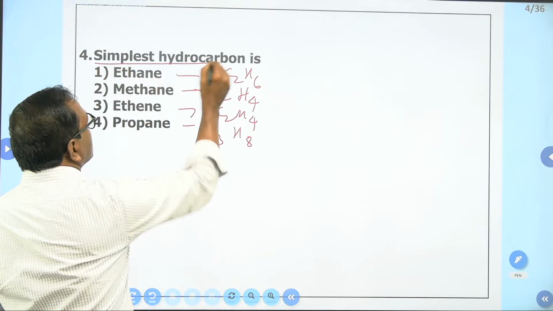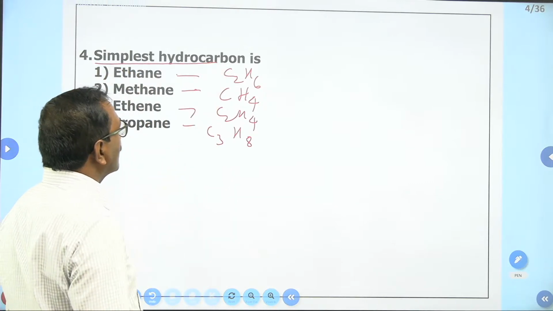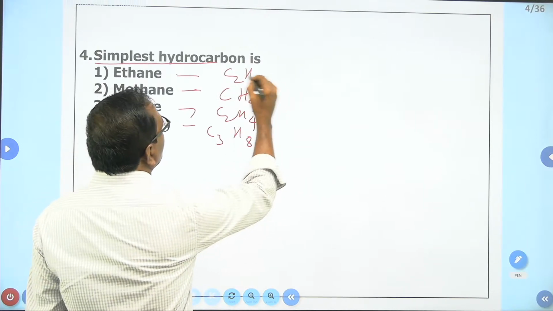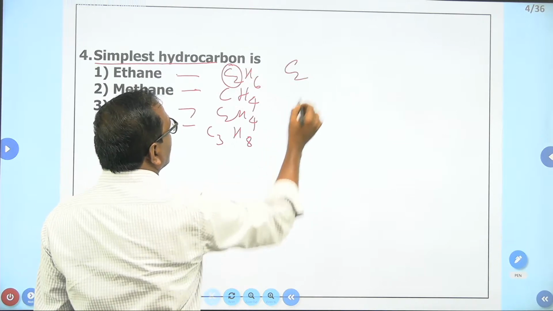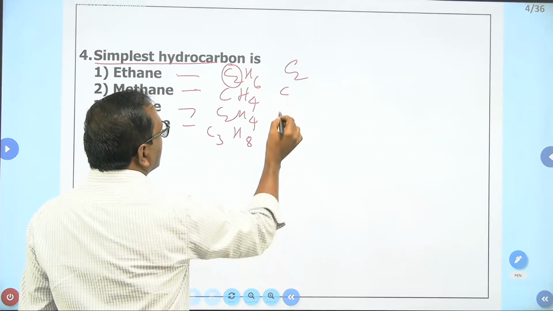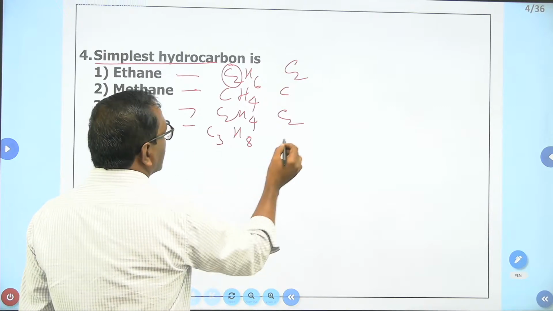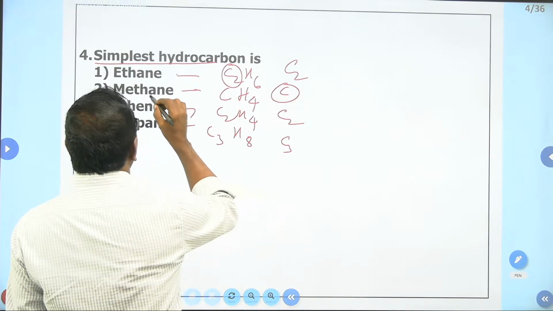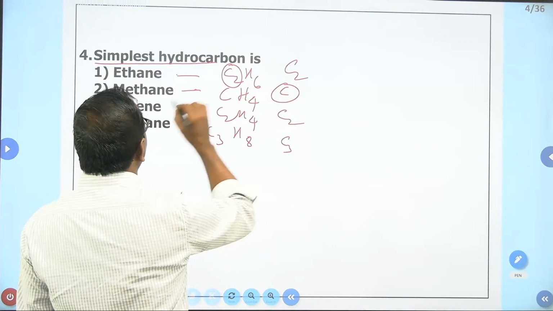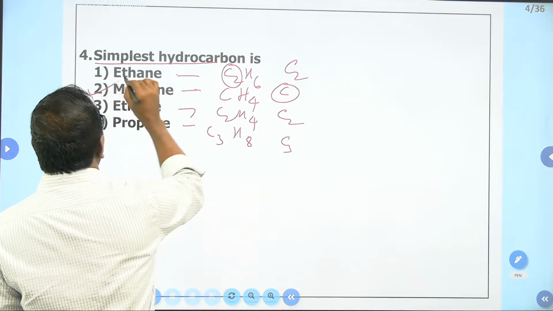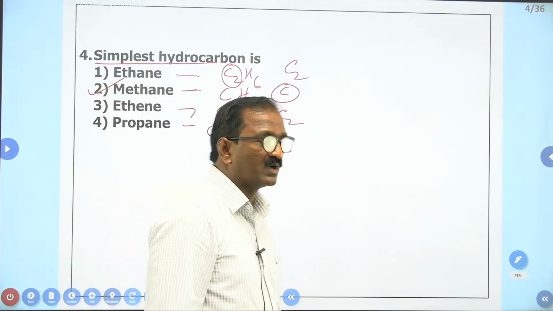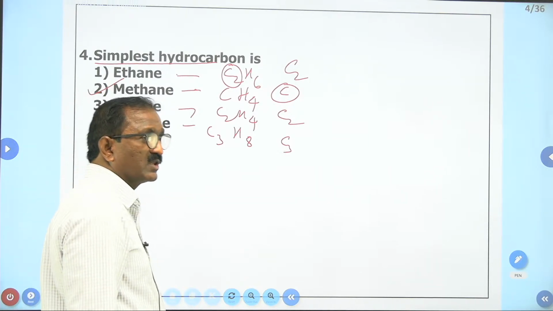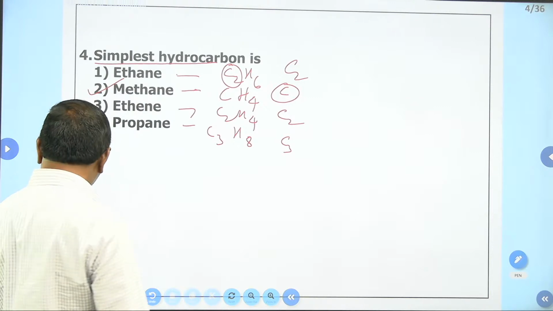The question is the simplest hydrocarbon. The simplest hydrocarbon depends on the number of carbon atoms here. In the first case, how many carbon atoms? 2 carbon atoms. Second case, only 1 carbon. Third case, 2 carbon atoms. In the last case, 3 carbon atoms. Then you remember, the least number of carbon atoms is in the case of methane. So only one carbon atom is present in methane. Hence, this is the simplest hydrocarbon due to the presence of one carbon atom. So which is the simplest hydrocarbon? That is methane, due to the presence of one carbon atom. Right? Next one.